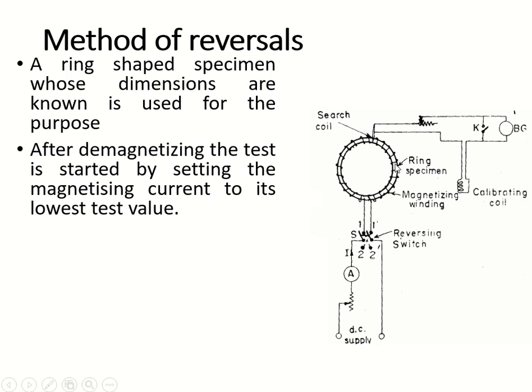Before doing the test, the ring specimen should be demagnetized. That is, it should not have any magnetic property. After demagnetizing, the test is started by setting the magnetizing current to a very low value.